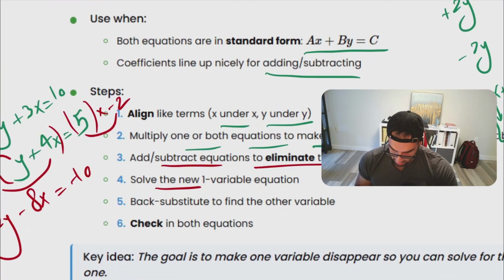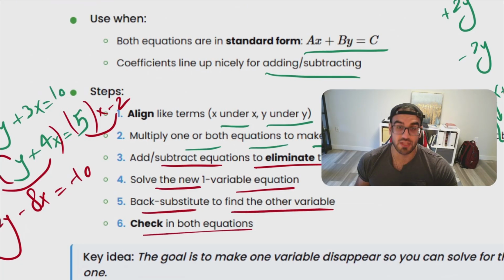Solve the new one-variable equation. This step is just like the previous one. Back-substitute to find the other variable. And after that, check it. So remember, the last step at this point, the 6th step, and for the previous one, the 5th step, is a very important step. Why?